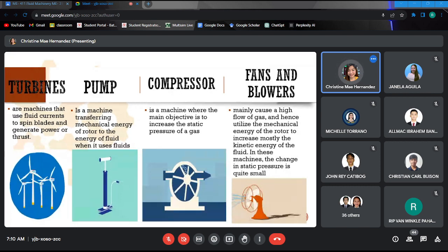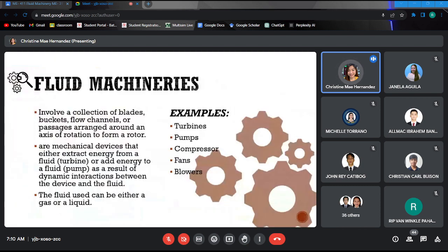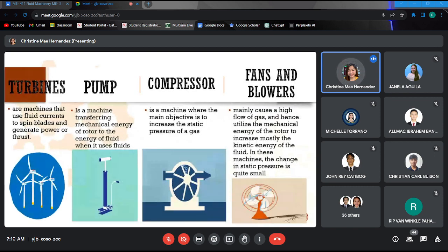Turbines are machines that use fluid currents to spin blades and generate power or thrust. So it uses wind, right? When the wind hits the blades of the turbine, it spins the wind turbine. Going back to what we said earlier, extract energy from a fluid: the fluid in a wind turbine is air or wind. So we extract the energy from the wind. The wind hits the blades of the turbine and the turbine rotates. That is what we mean by extracting energy from a fluid.